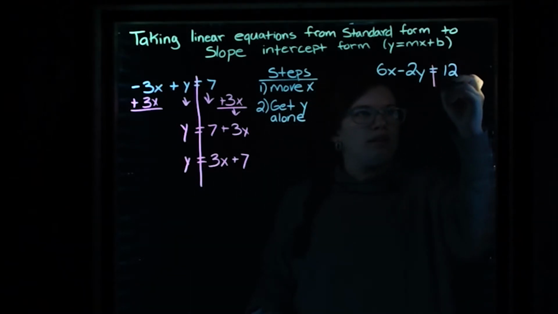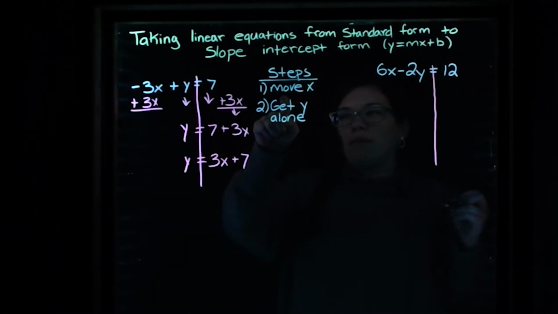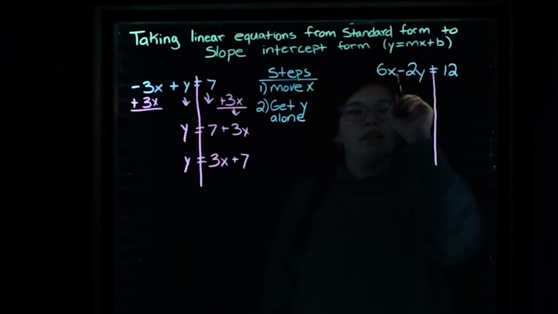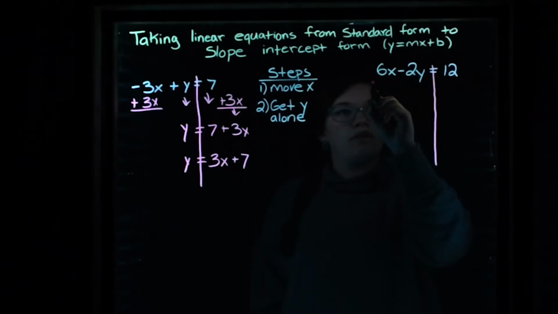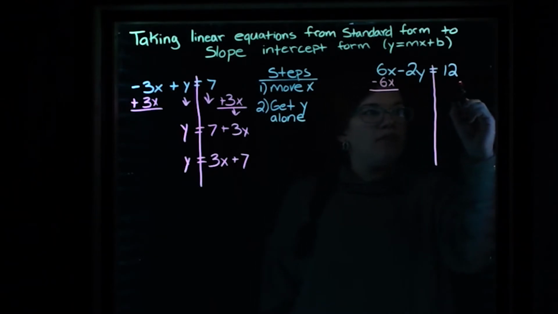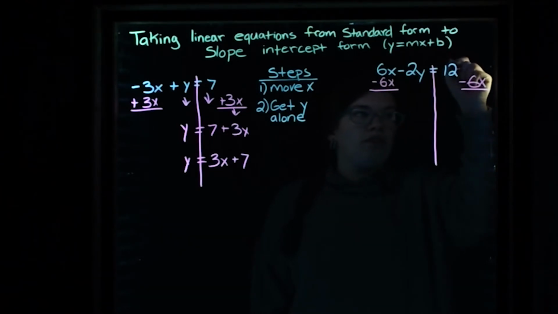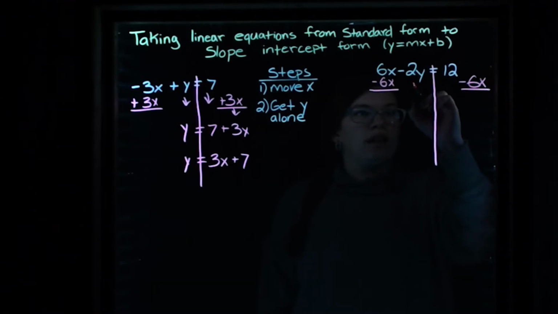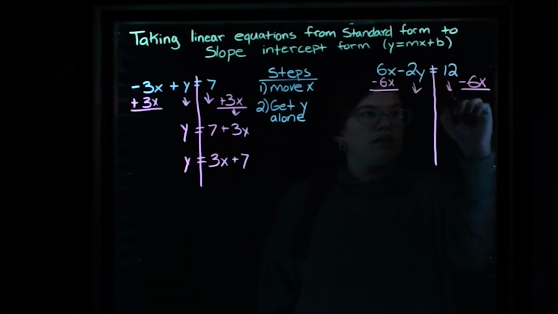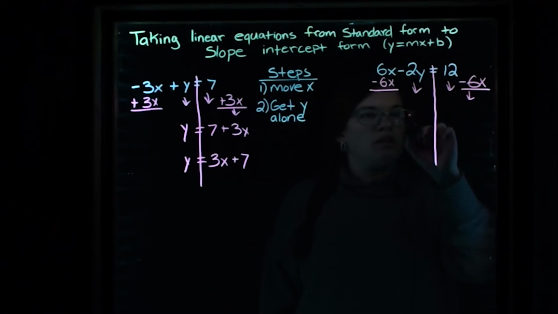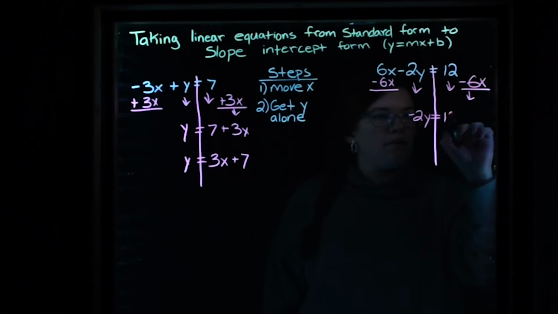Let's go ahead to our second one. I'm going to draw my line to stay nice and organized. Step 1, move my x. Now since it's a positive x, I'm going to subtract. Whatever I do on one side, I have to do on the other. Again, I just put it off to the side because I can't combine the two since 12 does not have an x. Now I bring everything down. So now I've got -2y equals 12 minus 6x.